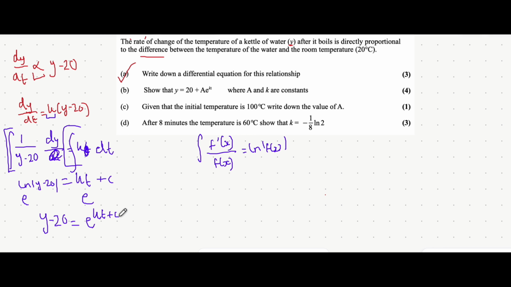Now there is a rule when you're dealing with indices. For example, a to the power of x plus y, you can split that up into a to the power of x multiplied by a to the power of y. Because when you're multiplying indices and the base is the same, you're just adding the powers together, just like I've done here.